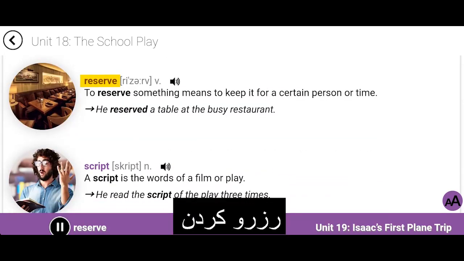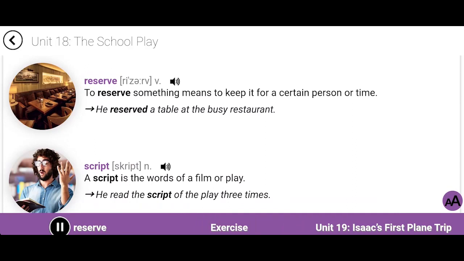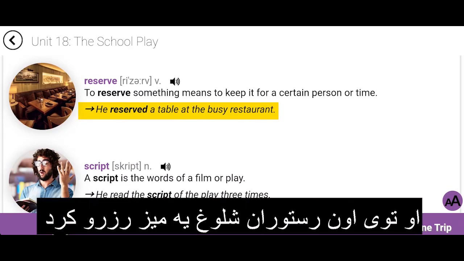Reserve. To reserve something means to keep it for a certain person or time. He reserved a table at the busy restaurant.